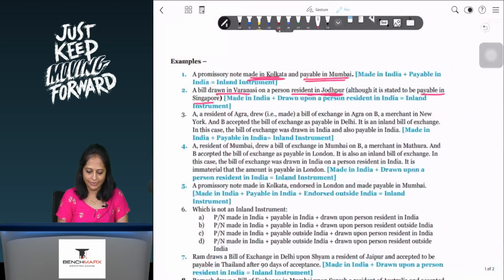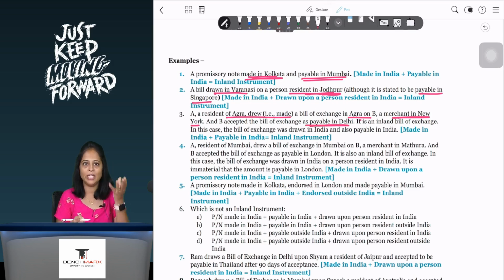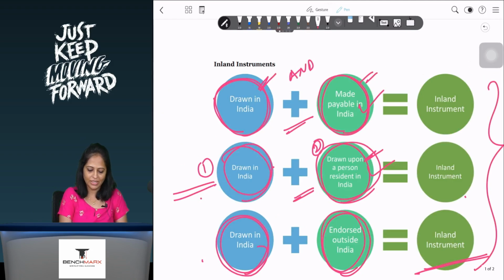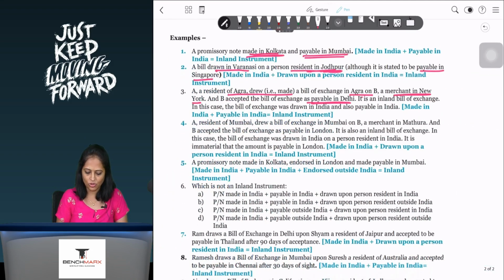Correct? Then a resident of Agra made a bill of exchange in Agra on B, a merchant in New York. So it is made upon a person resident in New York, and B accepted the bill of exchange as payable in Delhi. So it is made by a person in India, upon a person resident outside India, but it is made payable in India. So which one is satisfied? The first condition is satisfied, correct?